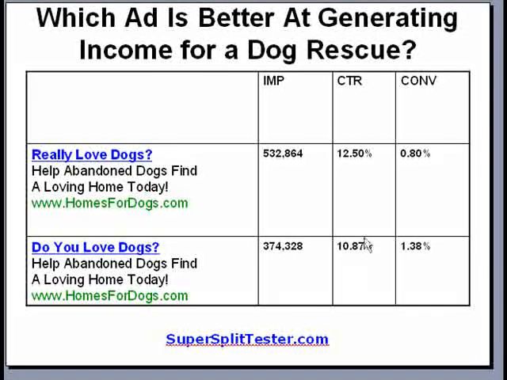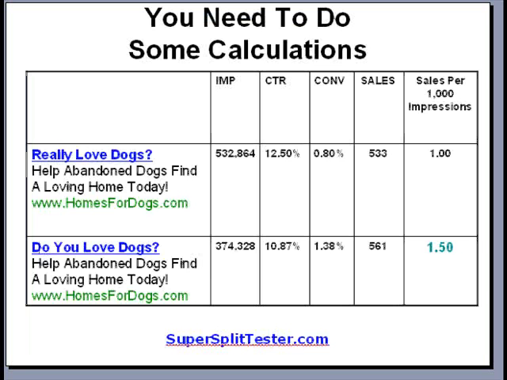Do you choose based upon click-through rate? Do you choose based on conversion rate? Is it a combination of both? And the answer is actually a combination of both, and I'll show you why. Let's go to the next slide.